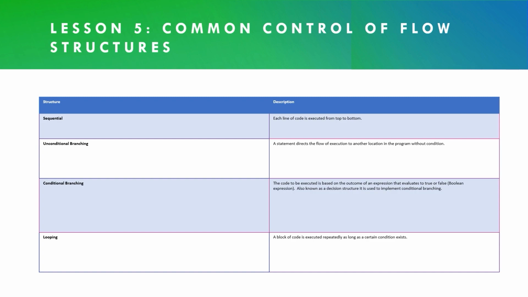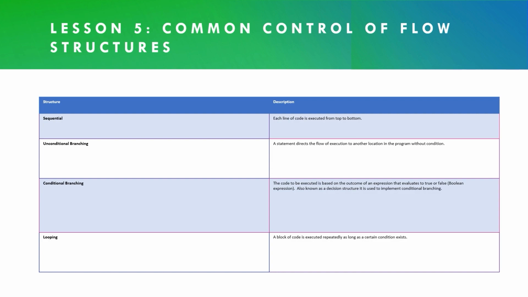So you have your sequential control structure, and again, each line of code is executed from top to bottom. You have unconditional branching. A statement directs the flow of execution to another location in the program without condition. And you've seen an example of that. We have a calling procedure that calls 3 other procedures, which are, by the way, known as called procedures. And that is an example of unconditional branching, that Get New Inventory calling procedure.